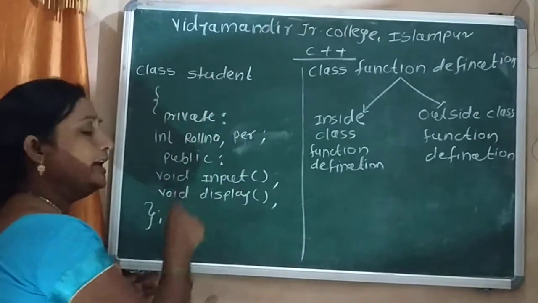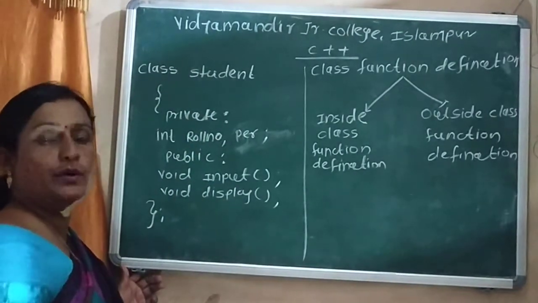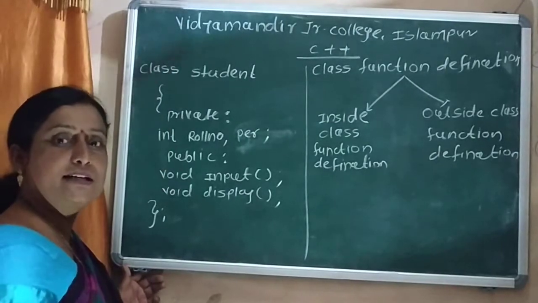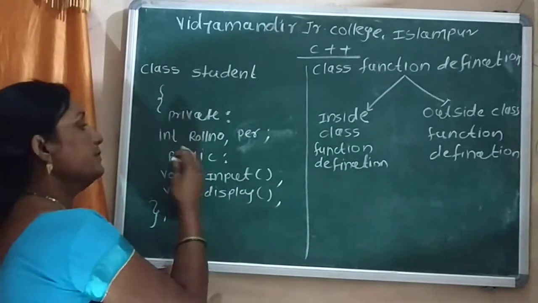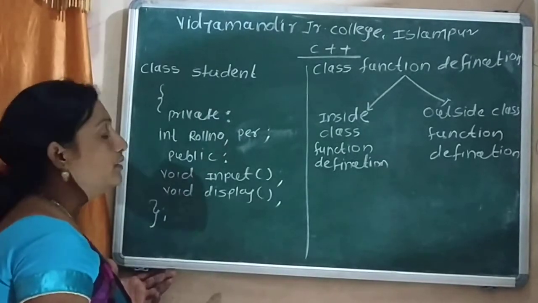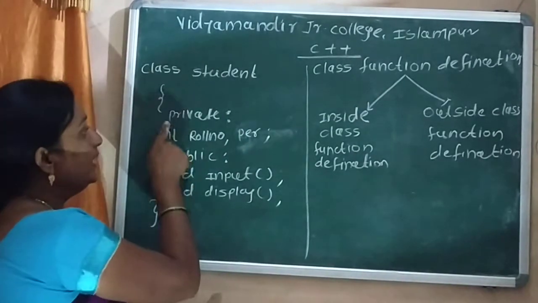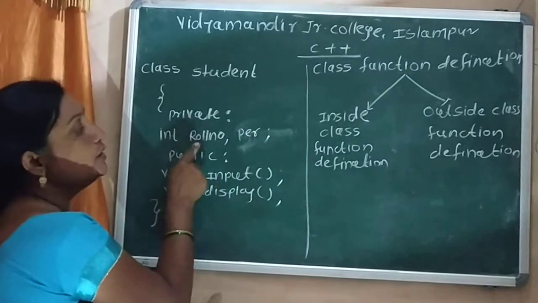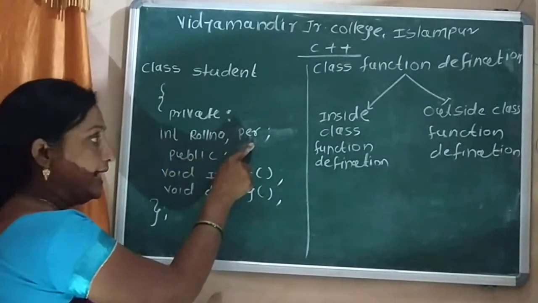All these variable and function names must obey the variable declaration rules. The names may be anything, but they must obey the variable declaration rules. In the private section, I declare the roll number and per.